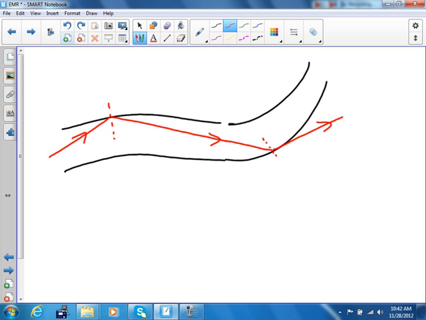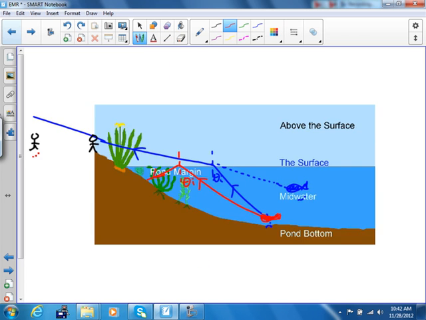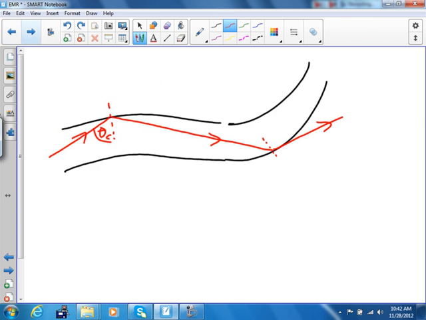All right. How are we going to find this critical angle right here? The angle at which total internal reflection occurs in this fiber optic cable. How are we going to find the critical angle between diamond and air so that we know what angle we have to cut the diamond at? How are we going to find the critical angle right here so that we know at what point we have to stand in order to see the fish? It's not as hard as you might think.